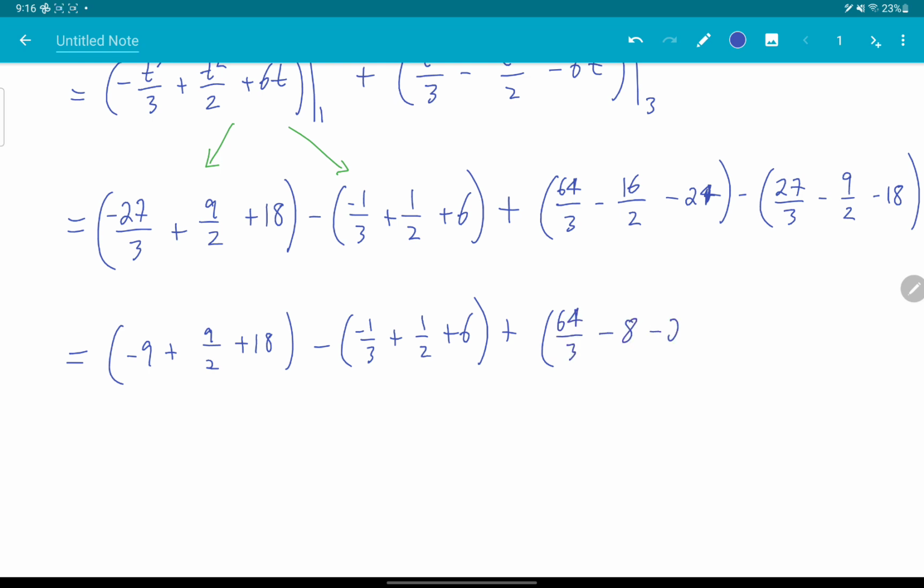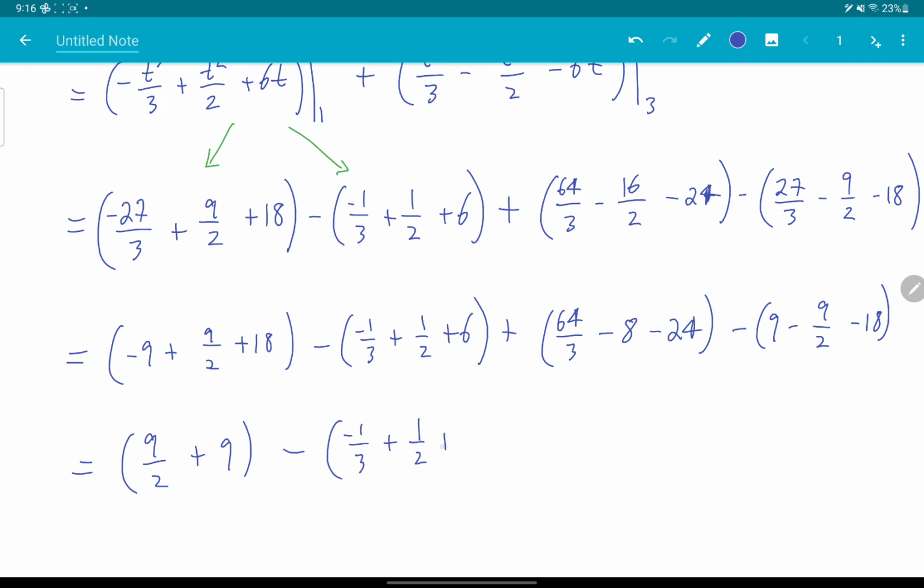Minus 8, minus 24, minus 9, minus over 2, minus 18. 9 over 2 plus 9, doing lots of writing, but not a lot of calculating. And that's okay.